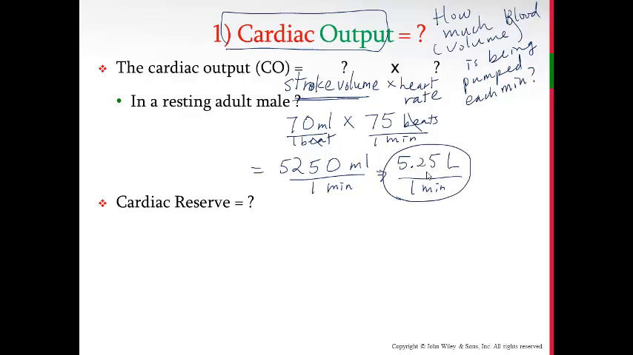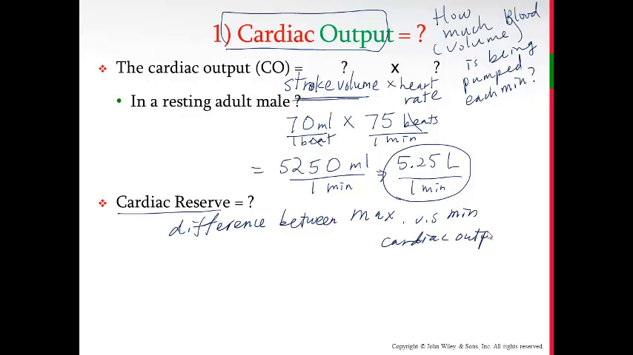We also have something called the cardiac reserve. This is the difference between what we call the maximum versus the minimum cardiac output. Some people may have a lot more cardiac reserve if, for instance, they are trained and do regular exercise. Athletes may have 6 to 7 to 8 times more cardiac reserve than their resting cardiac output.